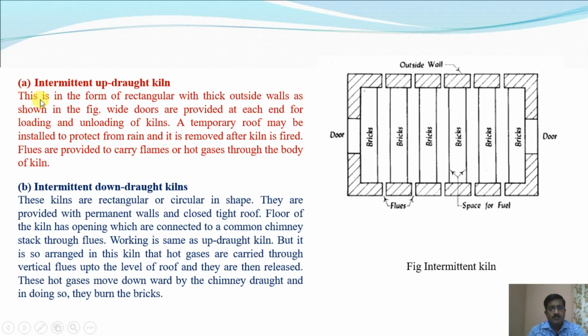Now we'll see an intermittent updraft kiln. This is rectangular in form with thick outside walls as shown in the figure. You can see these are the outside walls. The bricks are arranged inside. These are the flue spaces, and space is kept for the fuel also. This is the door for loading and unloading.